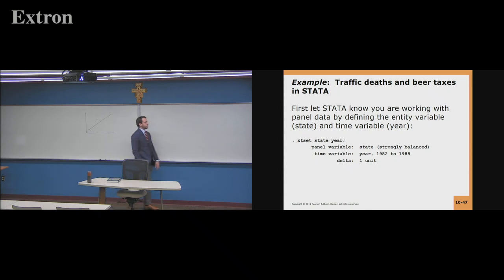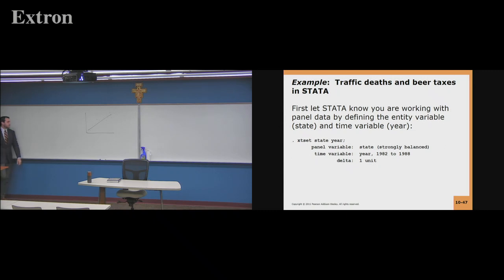I just want to note, this is what you would do in Stata if you type in xtset state here, to tell Stata that you have a panel data set, and this is the output. And here it says strongly balanced. What it means by strongly balanced is that you have all of the same years and variables for each cross section, the same number of variables and the same number of years.